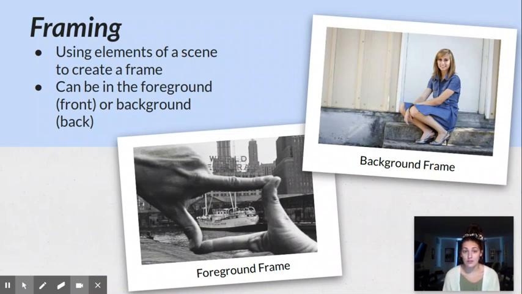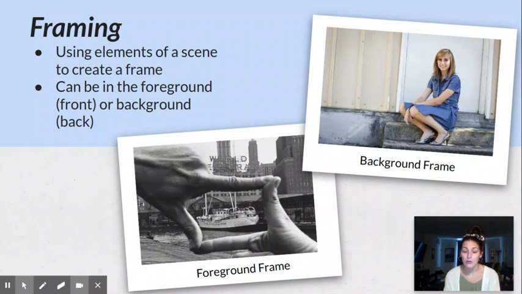The role of any rule of composition is to draw the eye into a photograph. So framing refers to using elements of a scene to create a frame within your frame. So this is a frame within the frame. For example, you might shoot through a doorway like this one. You might pull back curtains, branches, fences. You might shoot through a tunnel or an archway to highlight the thing that's your subject.